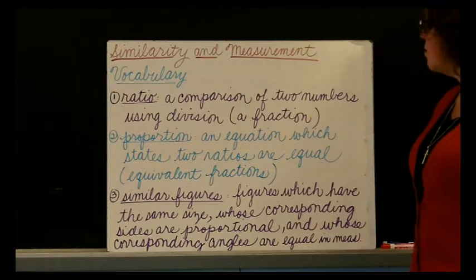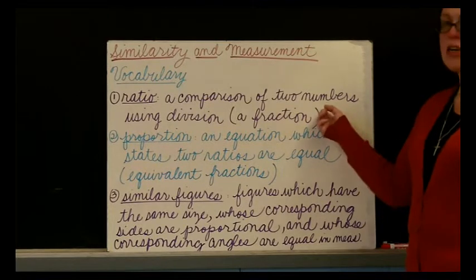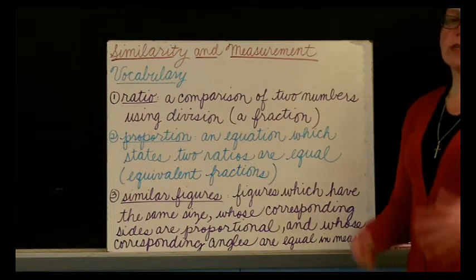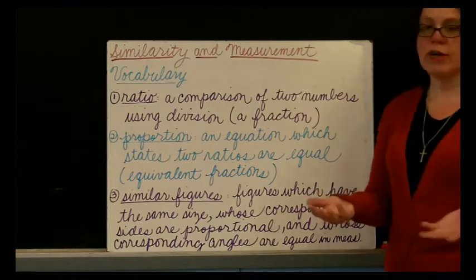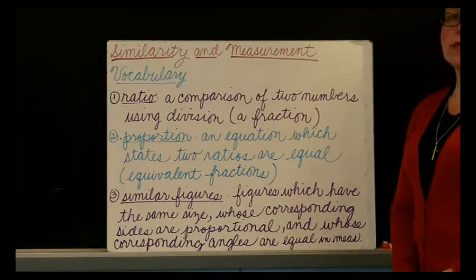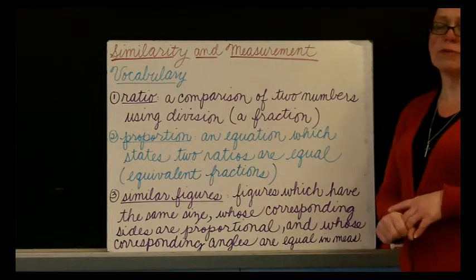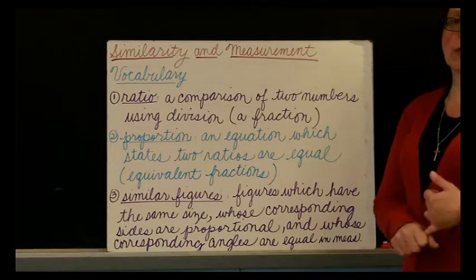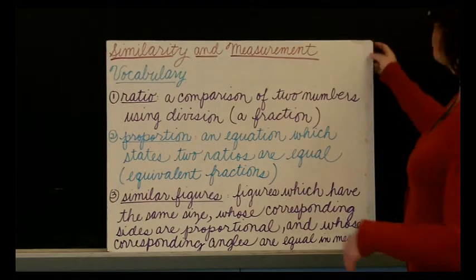Remember, a ratio is a comparison of 2 numbers using division, aka a fraction. Next we have a proportion, which is an equation which states that 2 ratios are equal. We also call that a set of equivalent fractions. And then similar figures, which we learned in our last lesson. Similar figures are figures that have the same shape, though not necessarily the same size, and their corresponding angles are equal in measurement, and their corresponding sides are proportional.